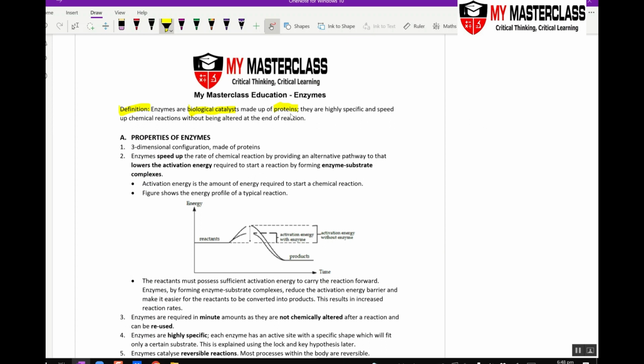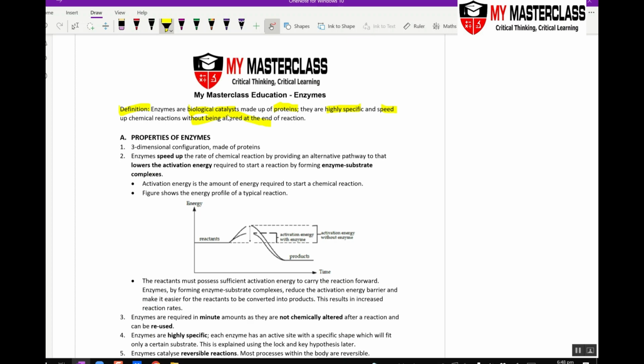If you are not sure what the rough ER and Golgi body are, then refer back to the topic on cells and structure. So the second part to this one, it is highly specific and it is used to speed up the rate of the reaction without being altered at the end of the reaction. So this lack of alteration is of course dependent on the optimum pH and the optimum temperature as well.